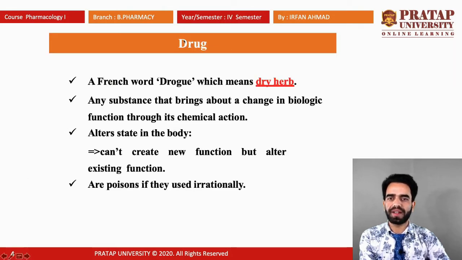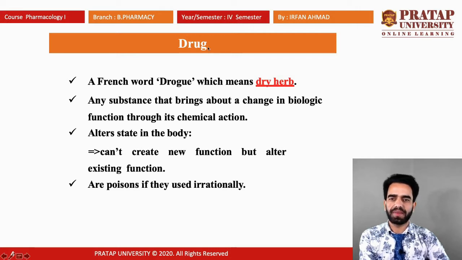Now, what does drug mean? We have been using the word drug in the past slides, so we must know what the word drug means. It is a French word, actually drogue, which means a dry herb, because in the past, most drugs were obtained from herbs. The herbs were converted into drugs.